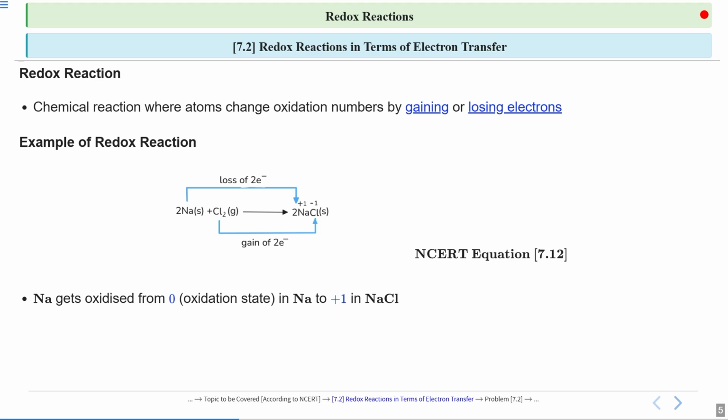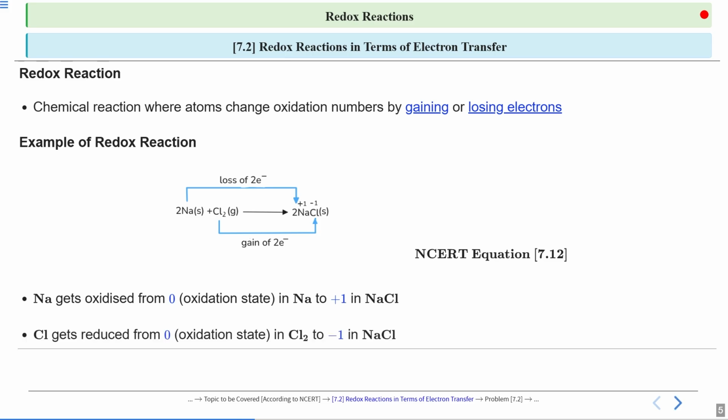So if we consider first Na, as I have already told you, sodium gets oxidized from zero oxidation state in sodium, which is present in the reactant, to +1 state in NaCl, which is present in the product. While chlorine gets reduced from zero oxidation state in Cl2 to -1 in NaCl. So what we have understood over here? We have understood that sodium has got oxidized while the chlorine has got reduced.